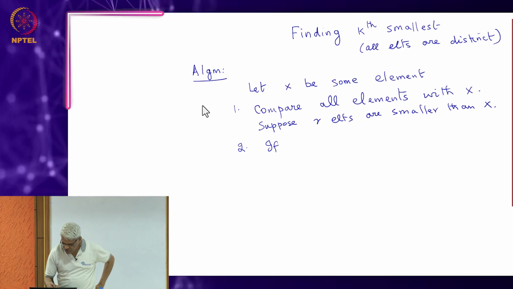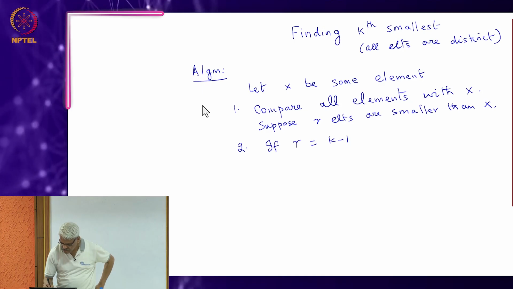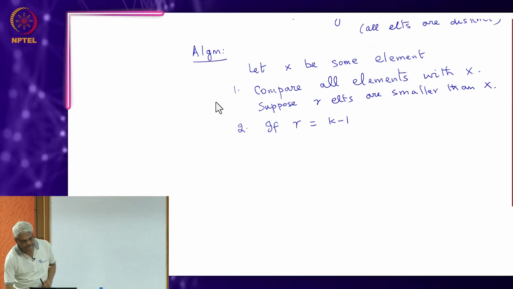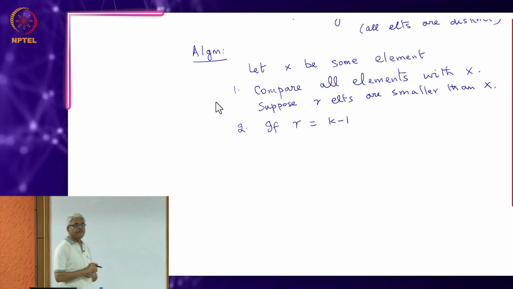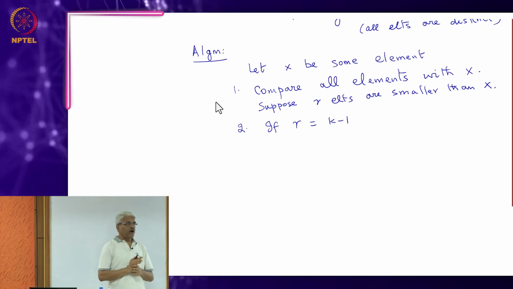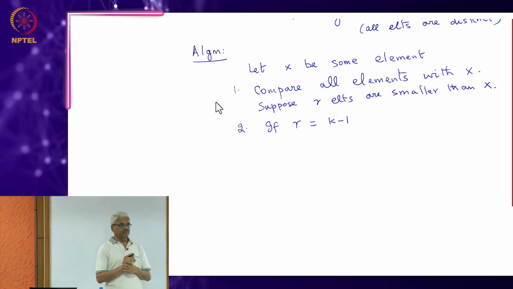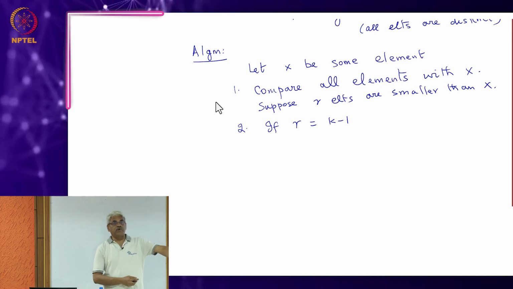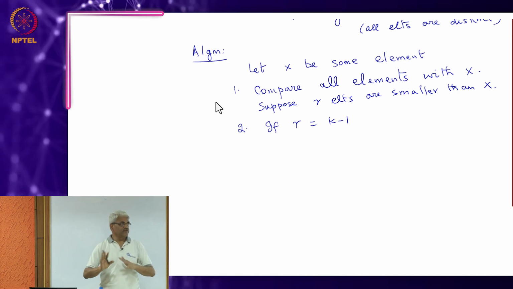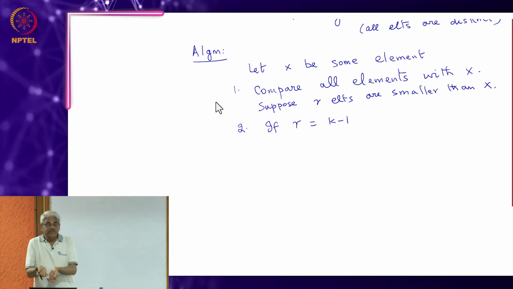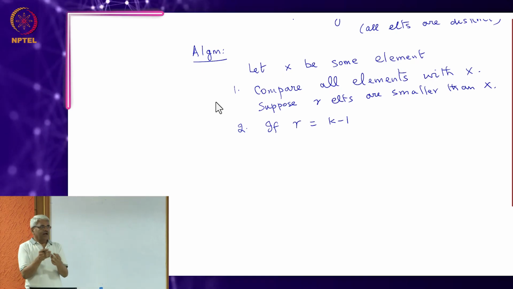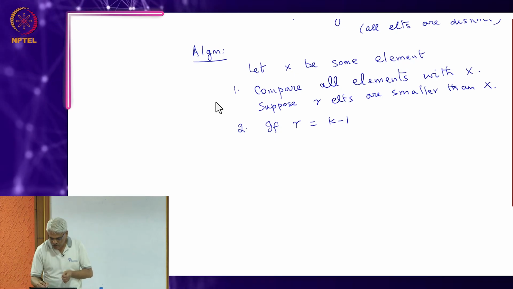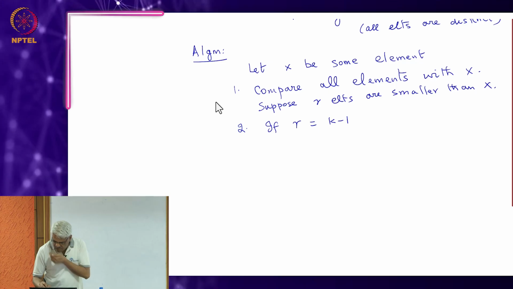If r is equal to k minus 1, what can you say? I'm looking for the kth smallest element. x is the kth smallest element. You're done. You can stop. There's nothing more to do. If you're lucky, I just picked some element and did this comparison, and I may be lucky that I actually got the kth smallest element. If r is equal to k minus 1, then done.